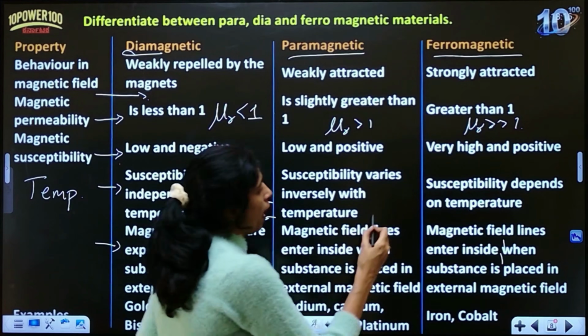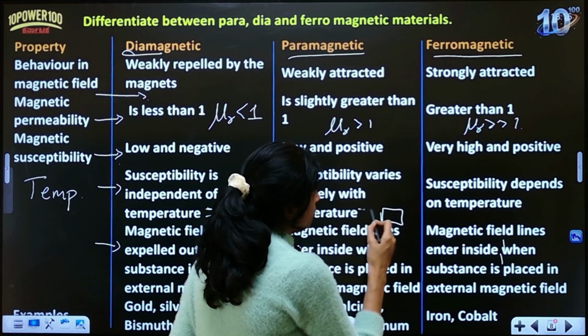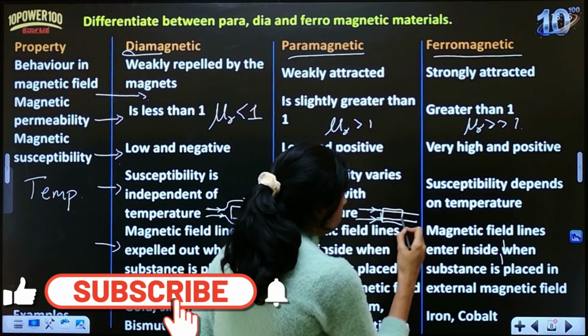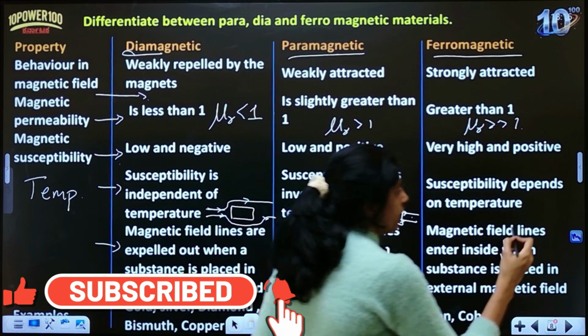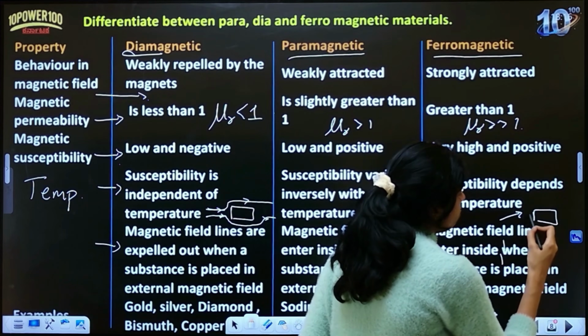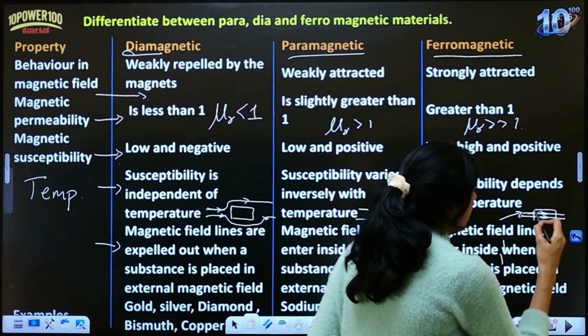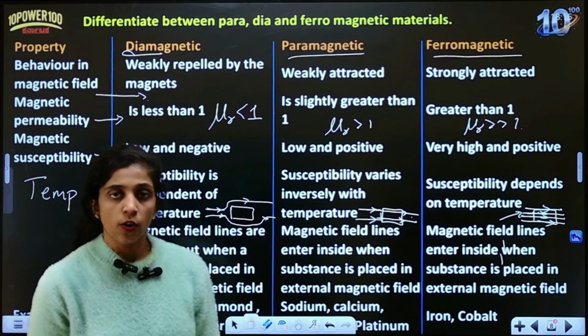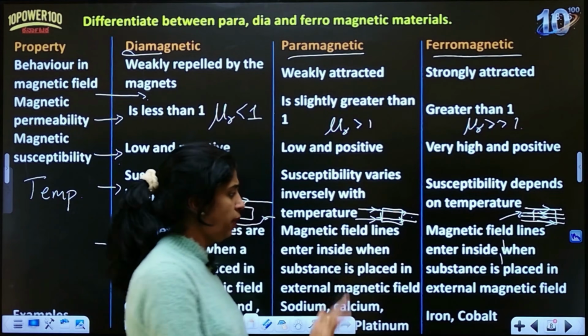But in the case of a paramagnetic material, if I allow the magnetic field lines to pass, yes, a few of them will pass through it. But in the case of a ferromagnetic material, if I allow the magnetic field lines to pass, every line will pass completely through the ferromagnetic material. Please remember this, it's a very simple point.